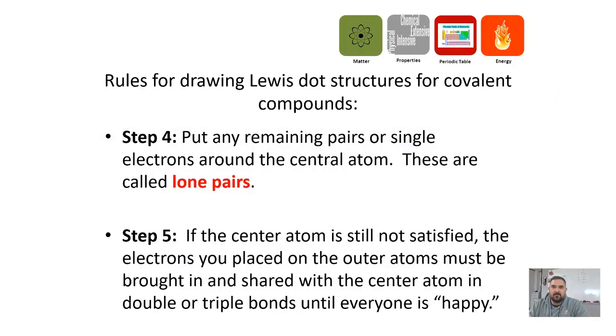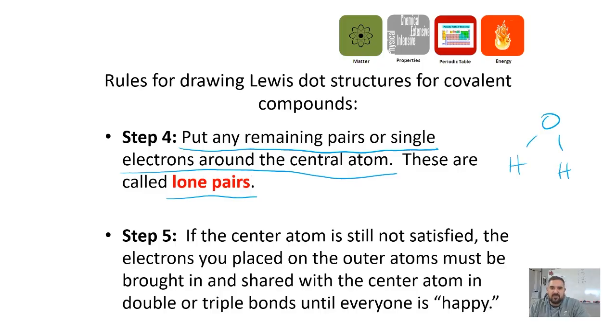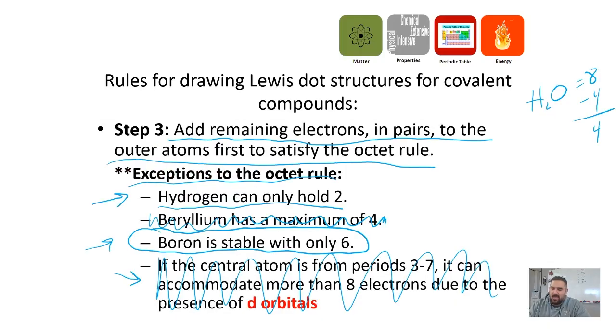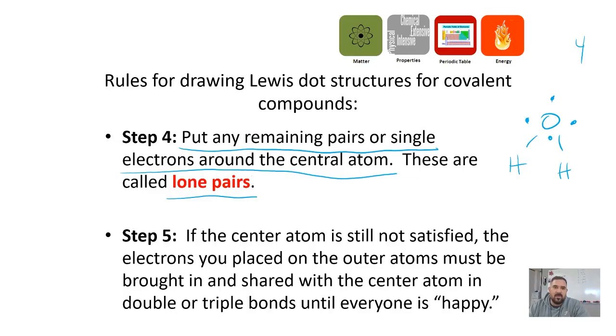Let's keep going. So the next step says put any remaining pairs or single electrons around the central atom, and we call these lone pairs. So let's get back to our example. We have oxygen single bonded to 2 hydrogens, and we have a total of 4 electrons left. We can't put them on hydrogen, so we put them in pairs on the oxygen. One thing I see students do very often is they'll put one here, one here, one here, one here. That's not okay. Over here it tells us that we want to put them in pairs, which means our electrons need to always be paired up. So 2 over here, and then 2 over here.